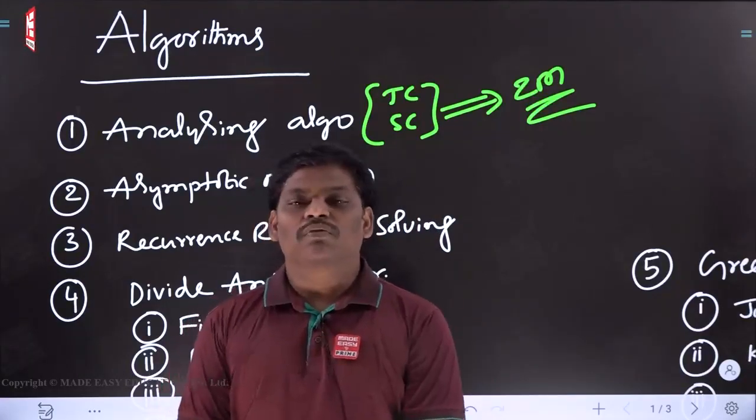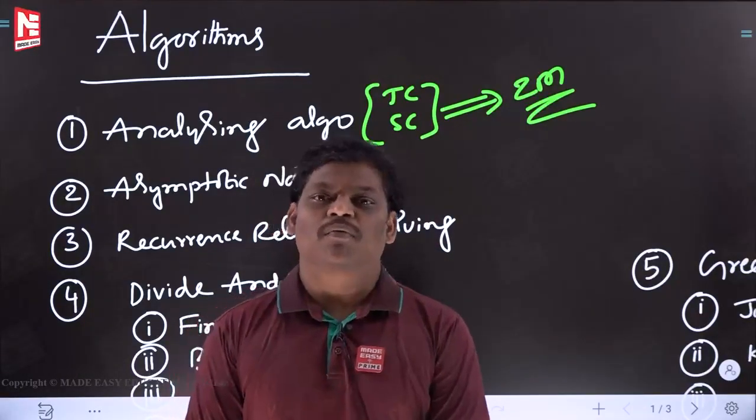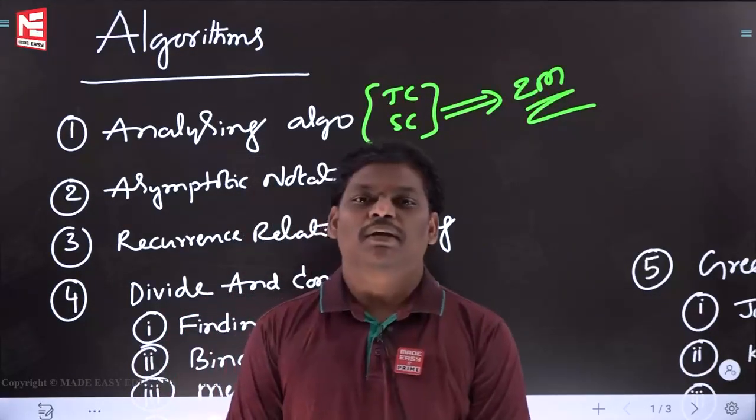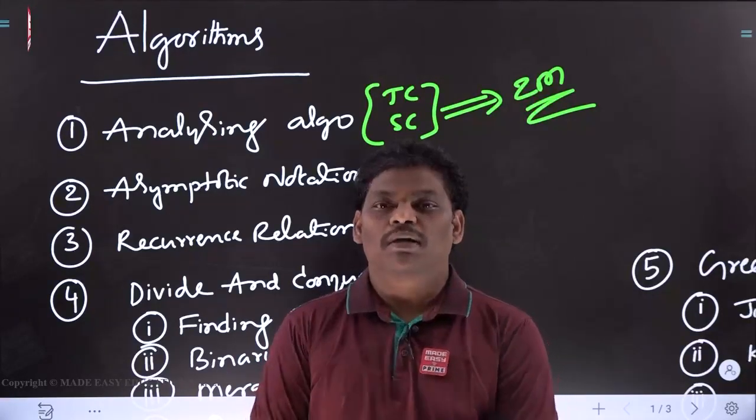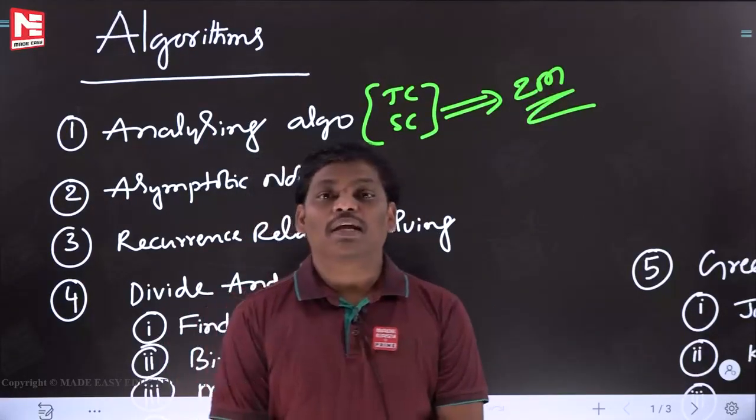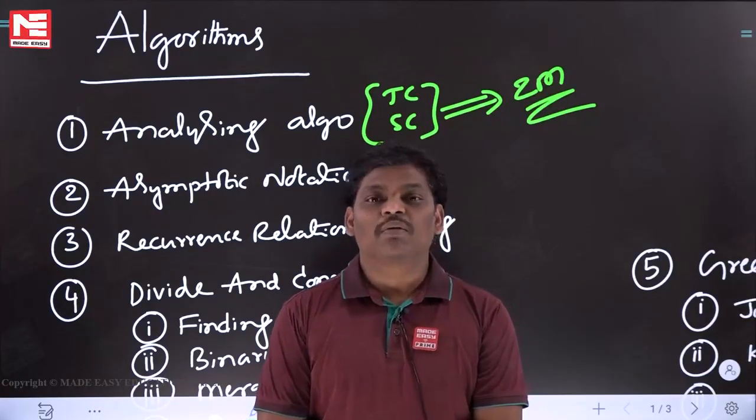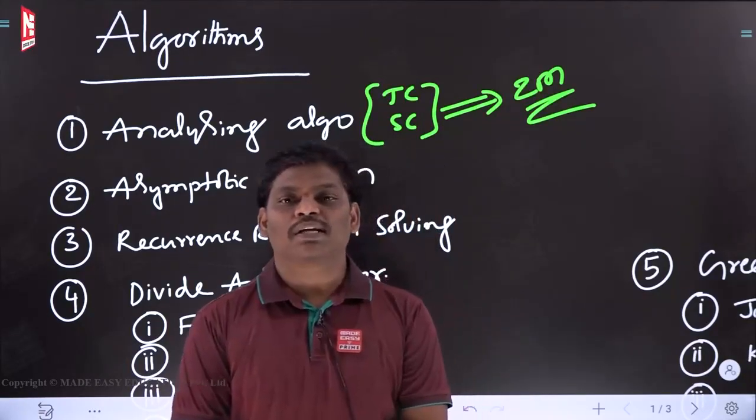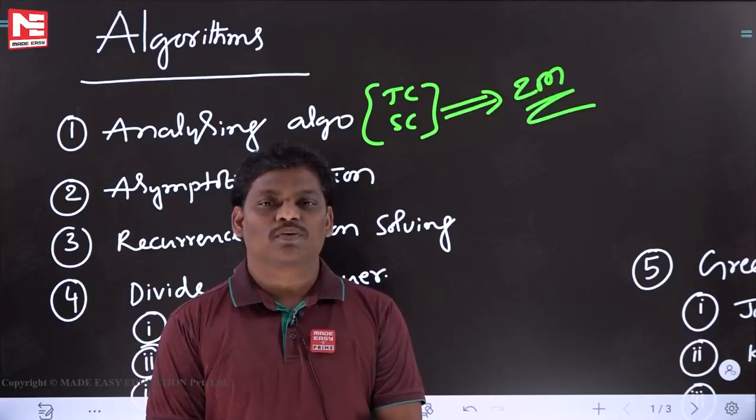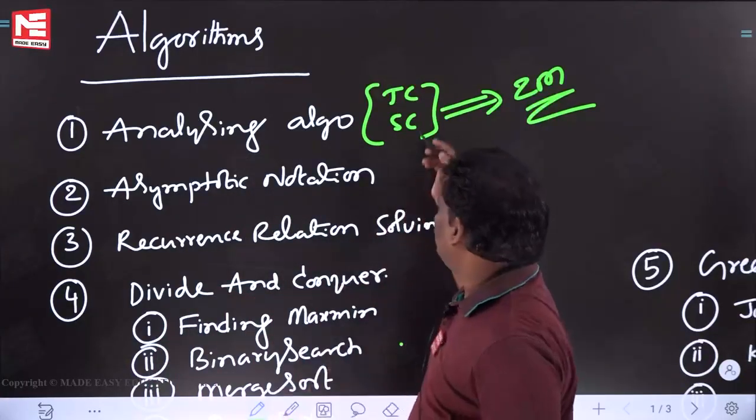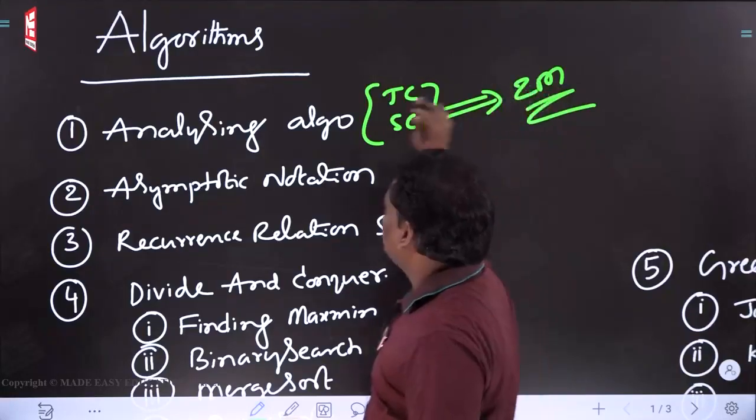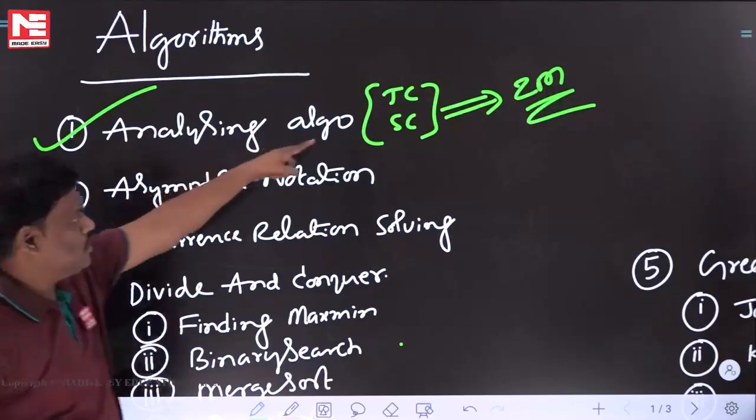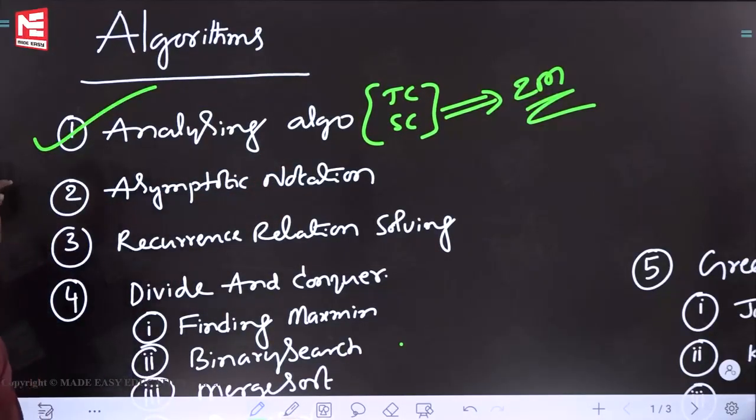Assume that 5 years from now, you get a nice job and you are working in a good company. When you are doing programming, this story will come. You should write an efficient algorithm, which means it should take as little space as possible and as little time as possible. So please learn this, not only from the examination point of view, but your career point of view also. This is going to be really useful. So how to find time complexity and space complexity, that is the meaning of analyzing algorithm. That is the first topic. Every year one question is coming.